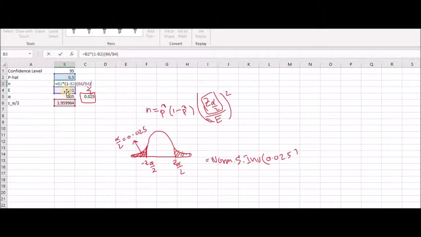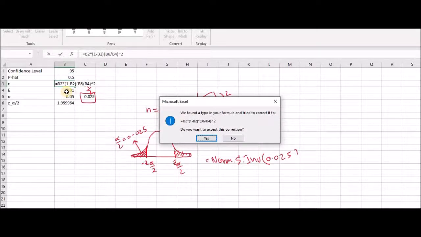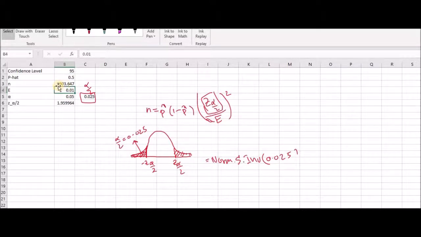So I'm going to say shift and then number 6. That will give me the caret sign. And then I will type in number 2. That is how you're going to raise it to the second power. And then you click enter. The sample size here is 9,603.64.